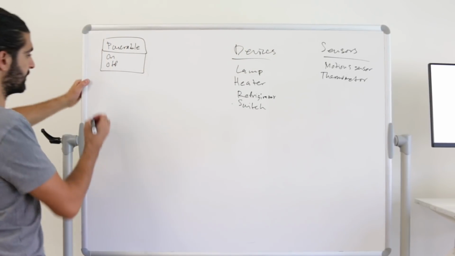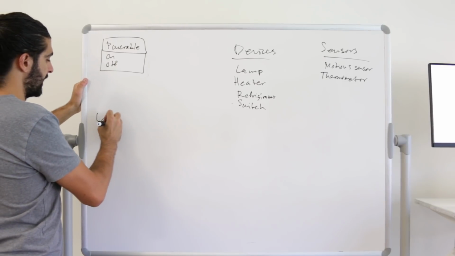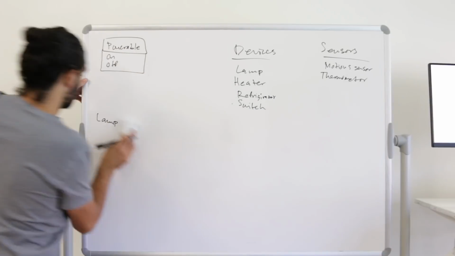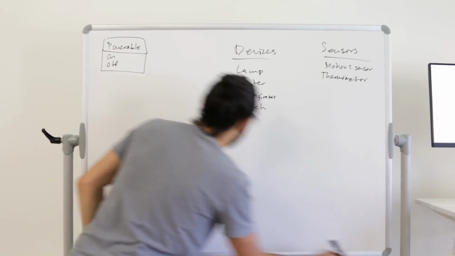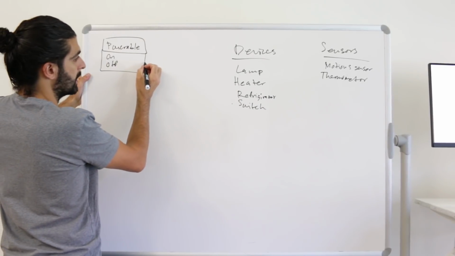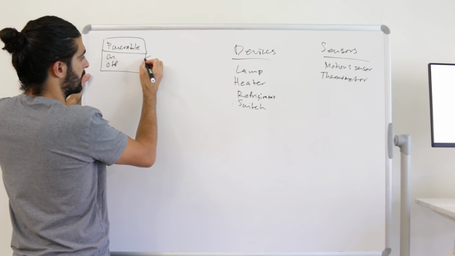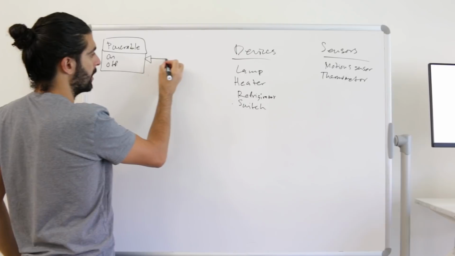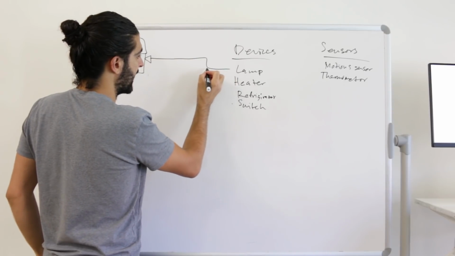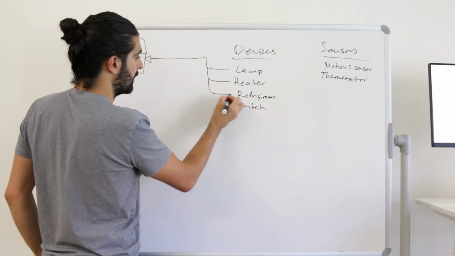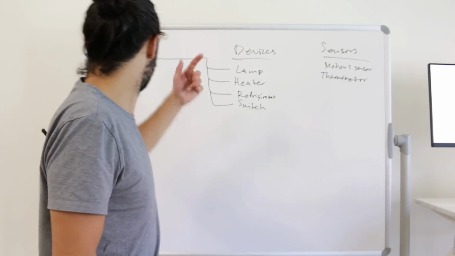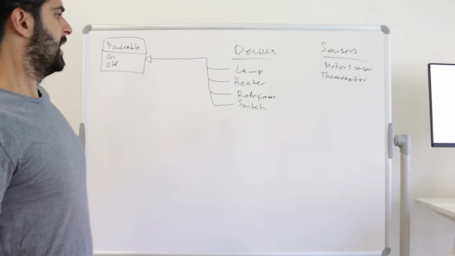Okay, so let's say we have the lamp. Yeah, actually, let me save some time by doing this. Okay, so who implements the interface powerable? Well, lamp, heater, refrigerator, and switch. They're all powerable. Cool. Okay, those are the devices that are powerable. Let's think about it more.